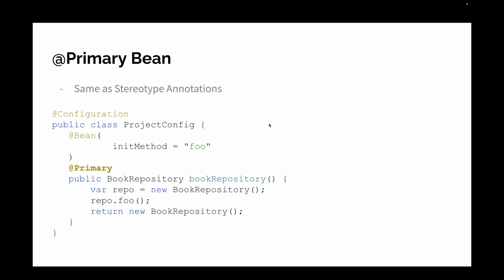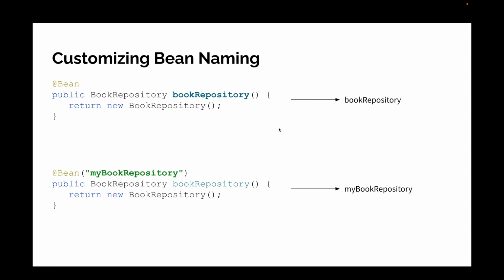Now there is primary bean. We have seen in the stereotype annotation as well that we can use the primary annotation to make any bean primary for that type. Same thing we can do with the bean annotation as well. We can mark any bean as a primary bean. Now we can customize the bean naming as well.